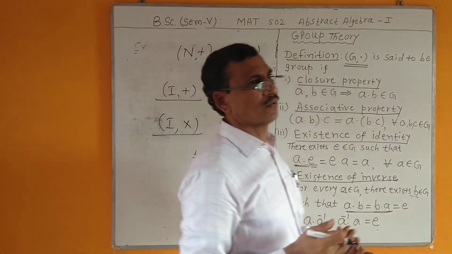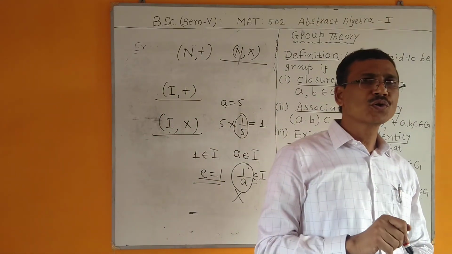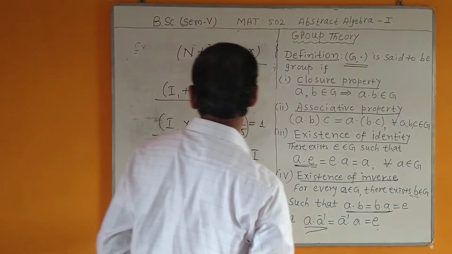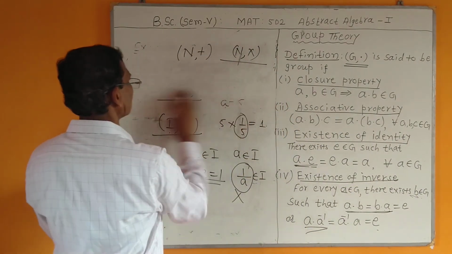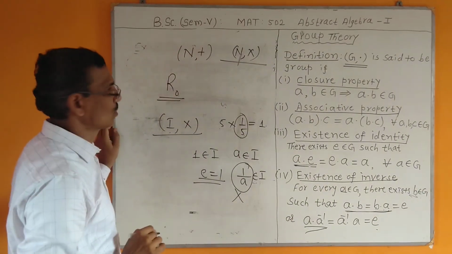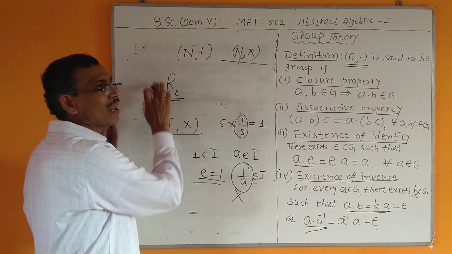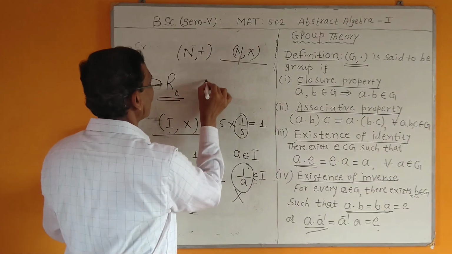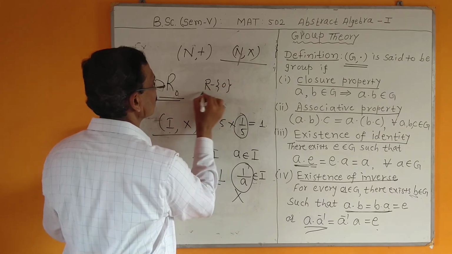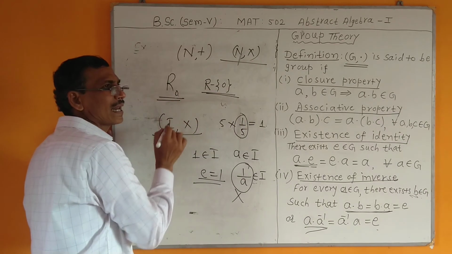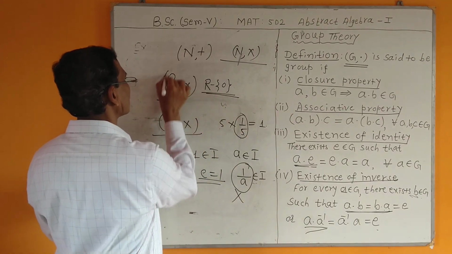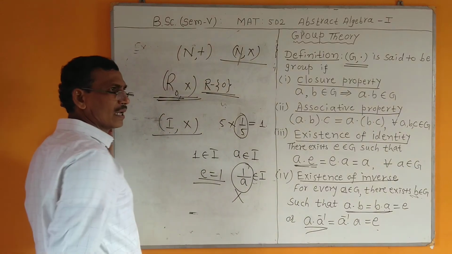But in general, we say that the set of non-zero rational numbers or the set of non-zero real numbers, which is denoted like this, R0. R0 means the set of non-zero numbers, meaning 0 is not an element of R0. Or some people write this as R minus 0 also. The set of non-zero real numbers with respect to multiplication, R0 multiplication, is an abelian group.